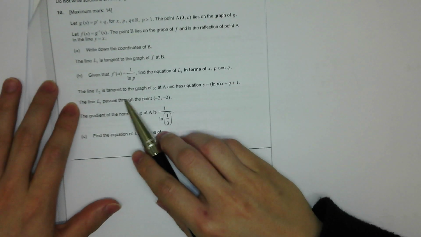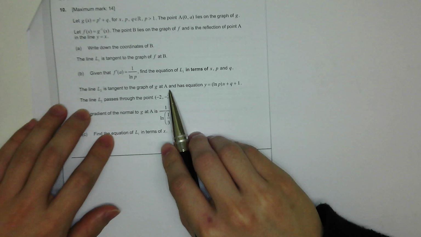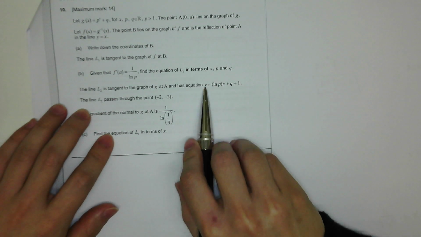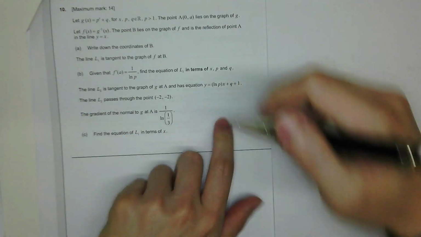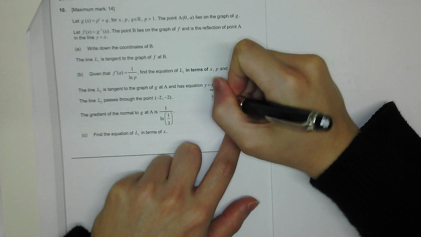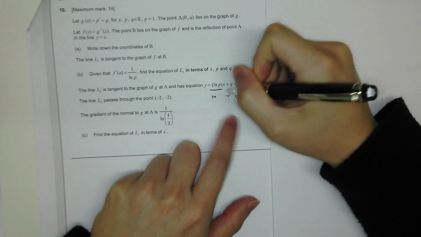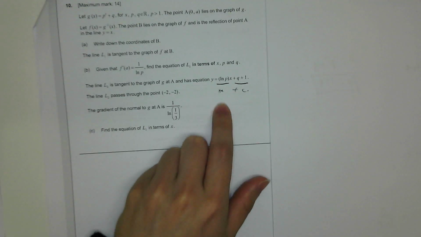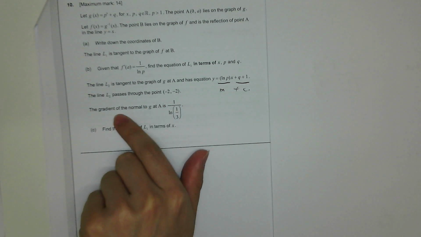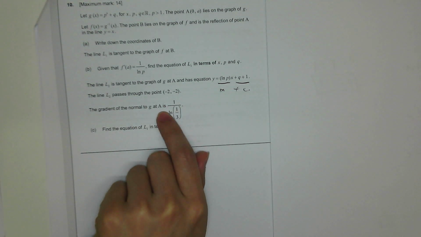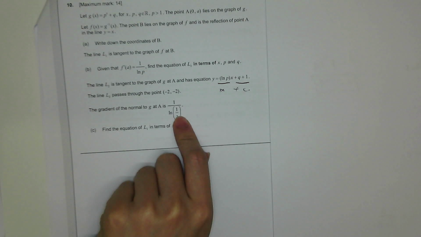L2 is a tangent to the graph of g at point A and has an equation of ln p times x plus q plus 1. Okay, the slope and the y-intercept, mx plus c. And L2 passes through the point (-2, -2). And the gradient of the normal to g at A is 1 over ln 1 over 3.